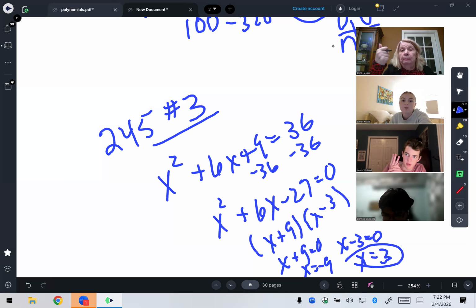Does that work for everybody? So you don't always need to bring out that big gun, the quadratic formula.